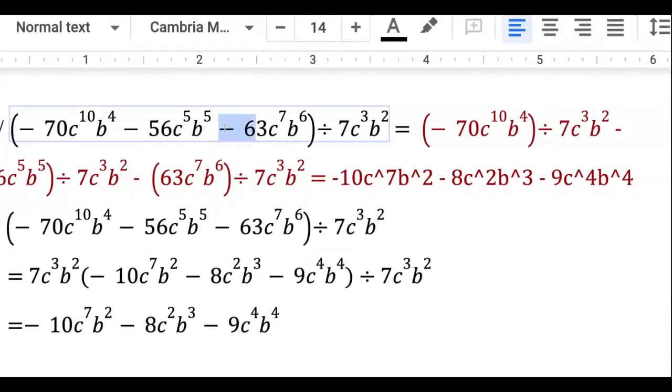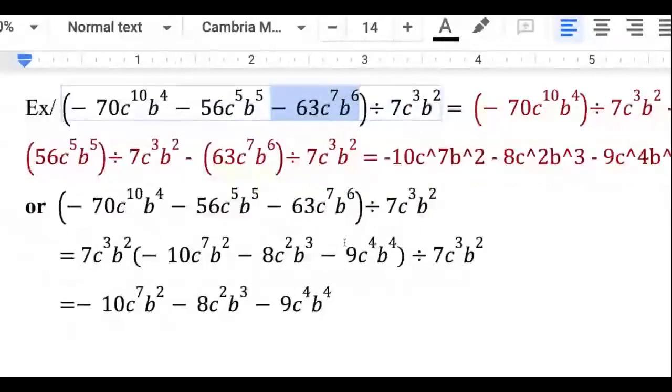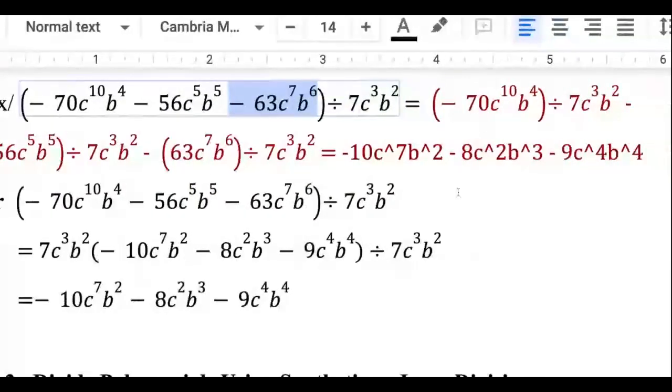The third term, negative 63 c to the 7th b to the 6th divided by 7c cubed b squared. Well, that's negative 9, c to the 7 minus 3, which is 4, b to the 6 minus 2, which is 4.